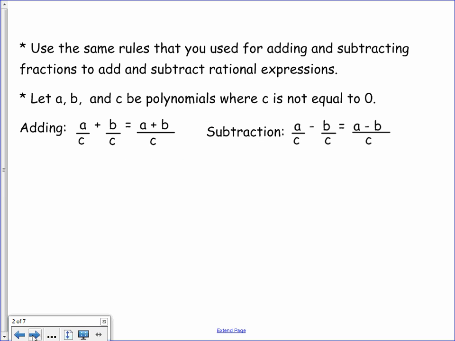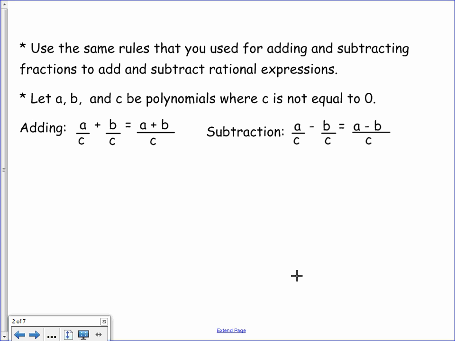Okay, basically, just like multiplying and dividing of rational expressions, adding and subtracting follow the same rules as adding and subtracting fractions. So you need to have common denominators in order to add or subtract, and then you simply keep the same denominator and you add or subtract the numerators. And then of course simplify at the end.